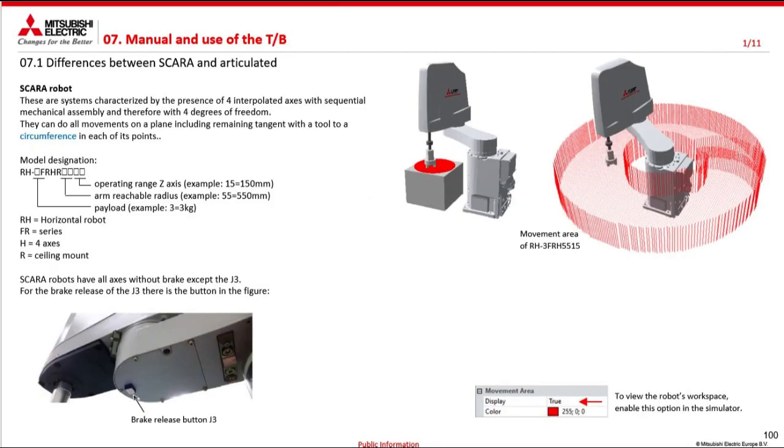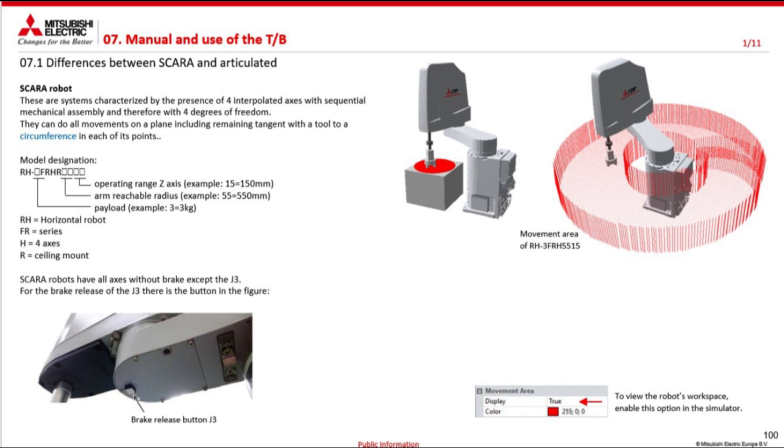Let's start by analyzing what the differences are between SCARAs and anthropomorphs. What is a Roboscara? It is a system characterized by the presence of four interpolated axes with sequential mechanical assembly, and therefore with 4 degrees of freedom. They can carry out all the movements on a plane in which they remain tangent with a tool at each point of a circumference. It can be analyzed from this image. So we will work within this geometry, picking up and depositing a piece without having the possibility, however, of being able to rotate it.